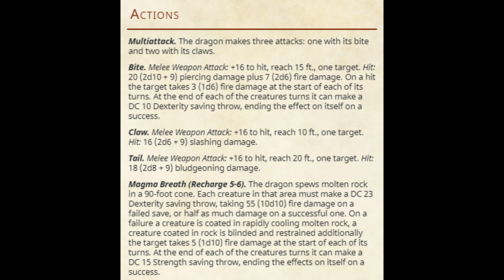On a failure, the creature is also coated in rapidly cooling molten rock. A creature coated in rock is blinded and restrained. Additionally, the target takes 1d10 fire damage at the start of each of its turns. At the end of each of the creature's turns, it can make a DC 15 strength saving throw, ending the effects on itself on a success.